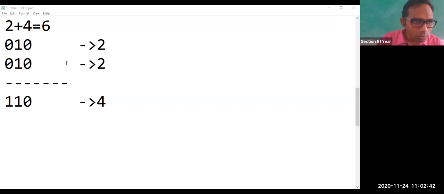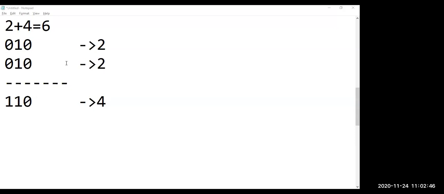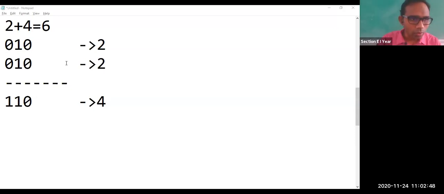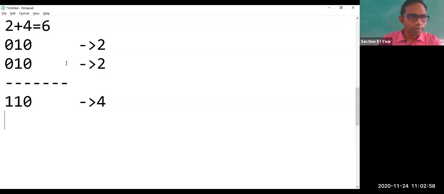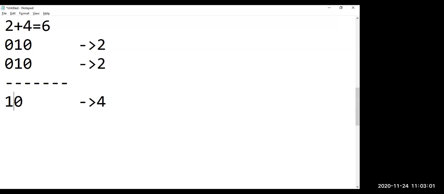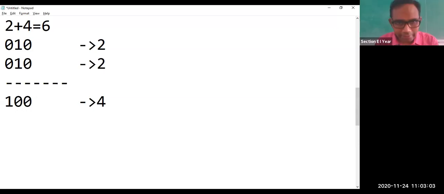Now 1 plus 1. What is 1 plus 1? 1 0. 1 plus 1 is 1 0. So what you need to do here is write 0 and 1 is carry. 1 is the carry bit. 1 plus 0, answer is 1. So what are you going to get here? 100. Is everyone clear? Still anybody having a doubt? You can type in the chat box.